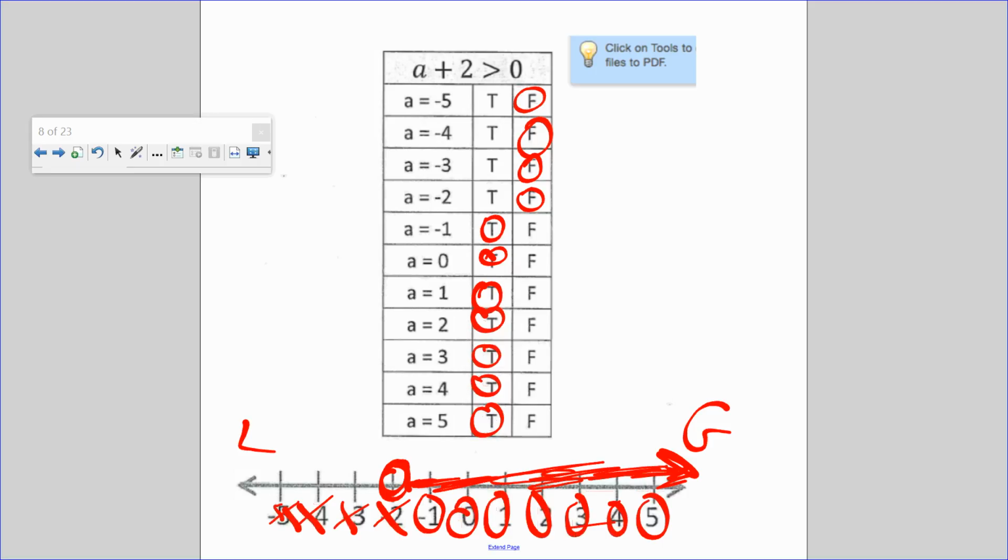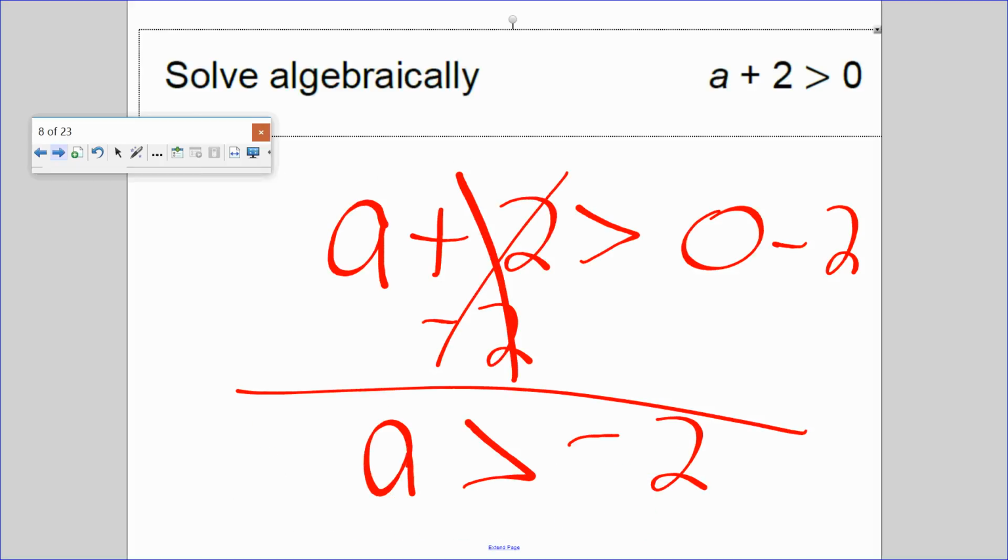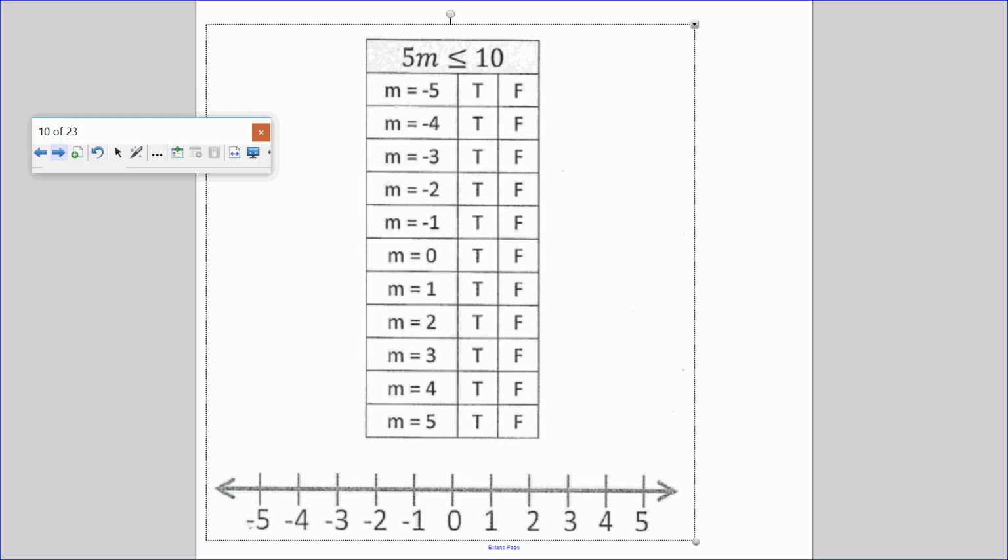Let's try another discovery one. 5 times m has to be less than or equal to 10. 5 times negative 5, that's negative 25. Is that less than or equal to 10? Definitely true. So I circled this. 5 times negative 4 is negative 20. That's definitely less than 10. True. 5 times negative 3 is negative 15. That's less than or equal to 10. Circle it. 5 times negative 2 is negative 10. That's less than 10. Circle it.